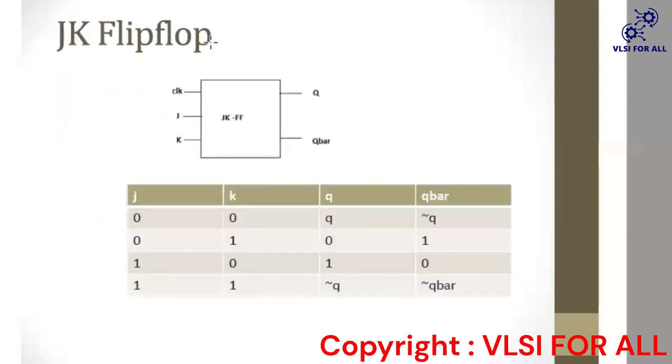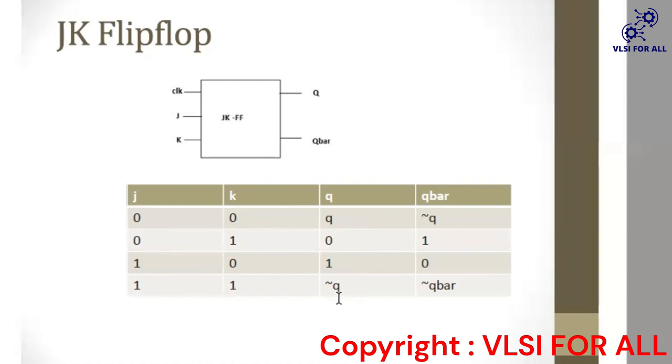Now we will see the JK flip flop. Similarly, the JK flip flop has a clock, J and K as inputs, and Q as an output. This is the truth table of the JK flip flop. When J and K are 0, 0, it will hold the previous output, and when J0 K1, the Q will be 0. When J1 K0, the Q will be high. When J1 K1, it will toggle the previous output.